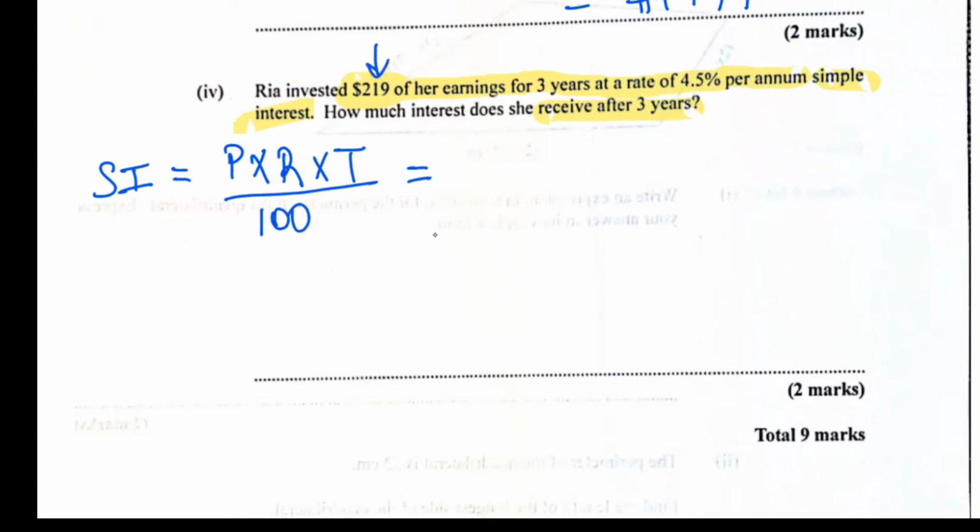There is a formula for simple interest. The simple interest formula says simple interest, which is I, is equal to your principal times your rate, which is R, times the time, and all of this over 100. Your principal is that money that you start with, which would have been that $219, times the rate, which was given as 4.5, times the time, which is 3 years. And you divide this by 100.